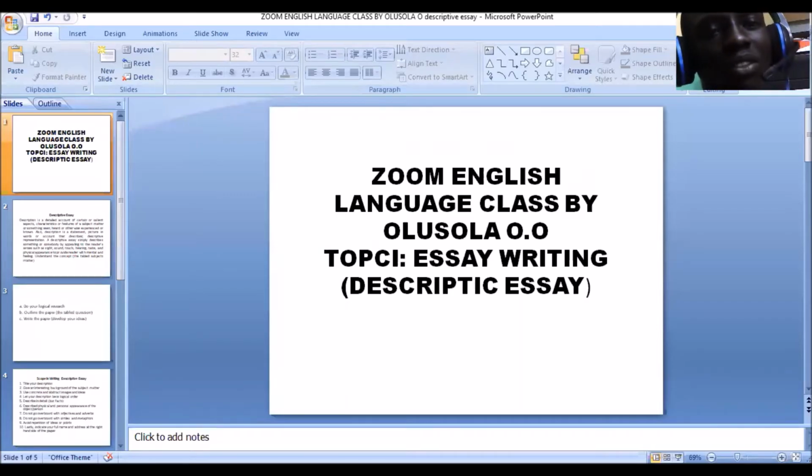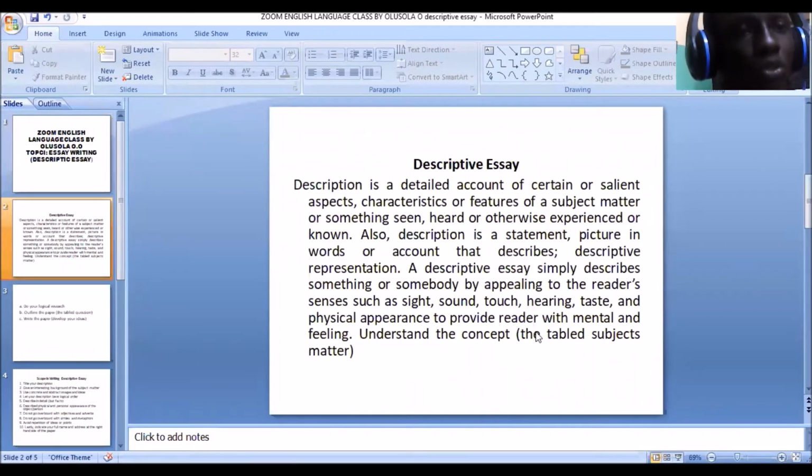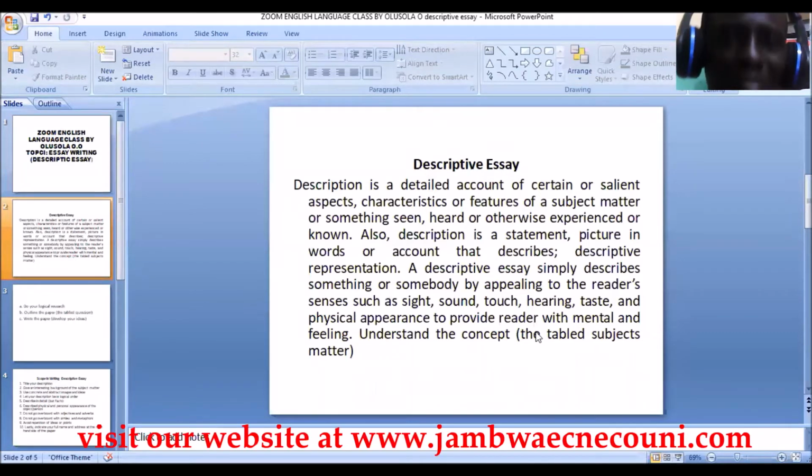Then when we talk about descriptive essay, from the word description, that's where the concept or the idea of descriptive is derived from. The word descriptive is an adjectival word. The noun form of descriptive is what we refer to as description. And in simple parlance, description means to describe.